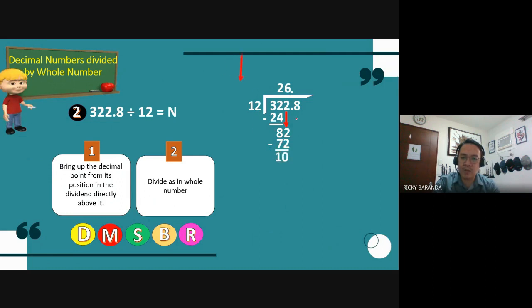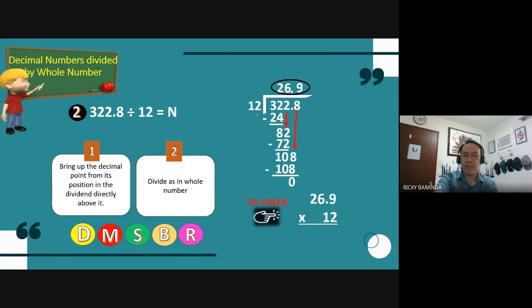Then bring down ulit yung 8 na natitira doon. Then go back, repeat by dividing the number. 108 divided by 12 equals 9. 9 times 12 is equal to 108. Then subtract 0. So our final answer is 26.9. Again, how do we check if our answer is correct? By multiplying the quotient na nakuha natin sa divisor na ginamit natin kanina.